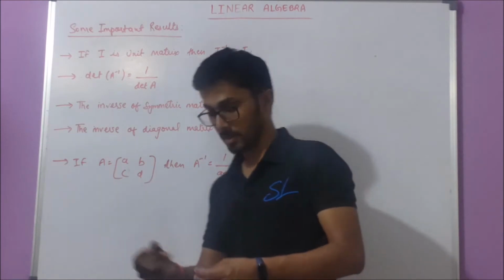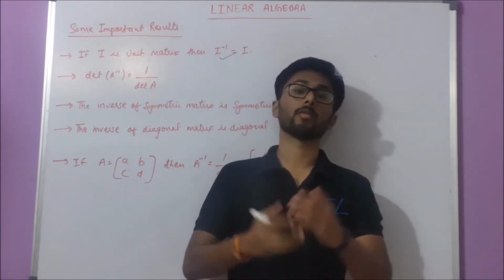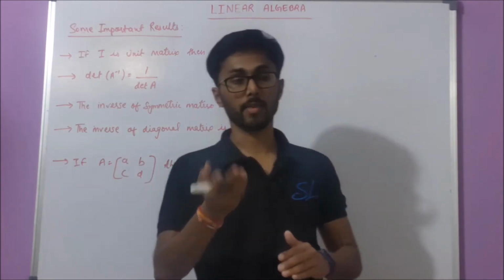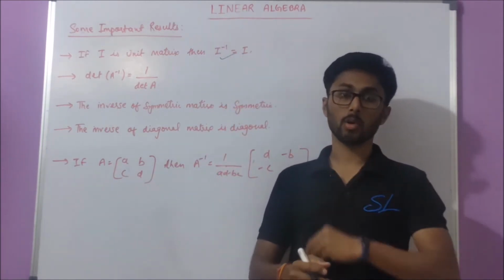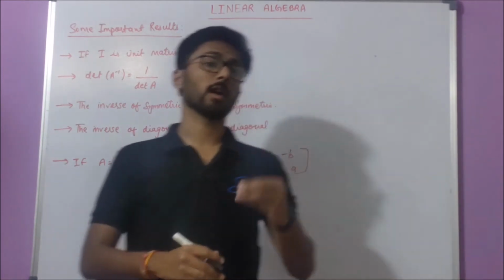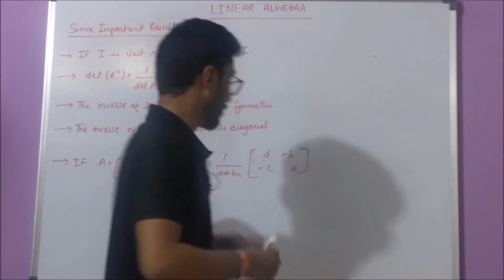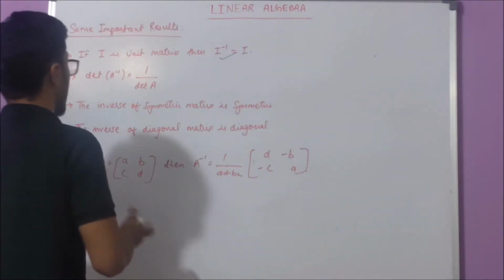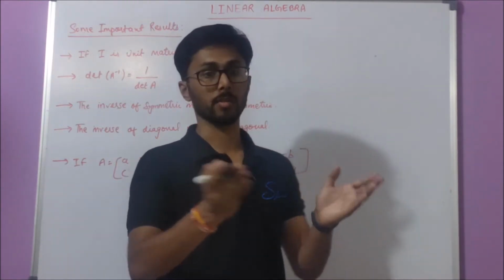Now the second result is, if we have to find the determinant of A inverse, then we can find it directly by finding the reciprocal of the determinant of the original matrix. So if you have to find the determinant of the inverse of a matrix, then you can find it by directly finding the reciprocal of the determinant of the original matrix.